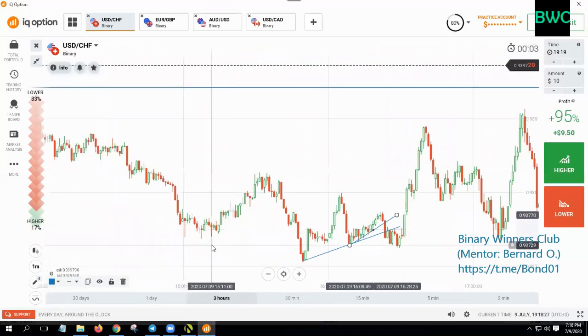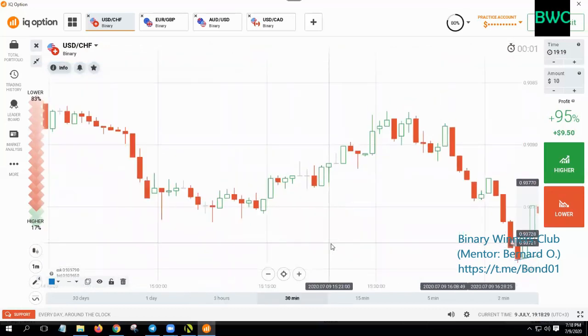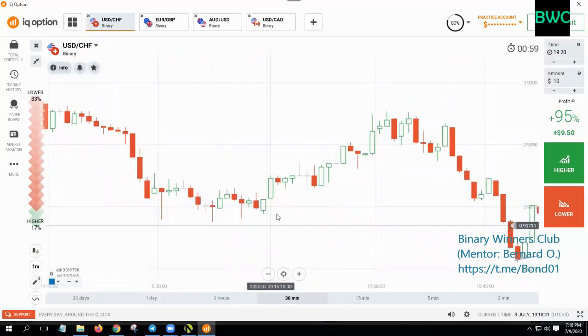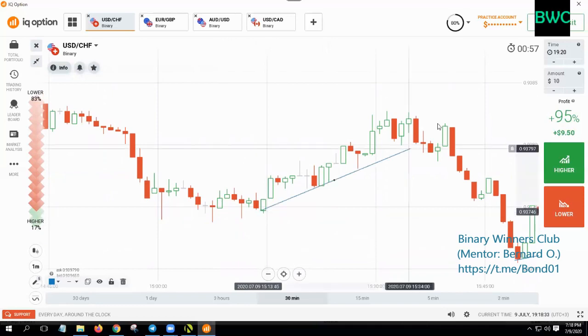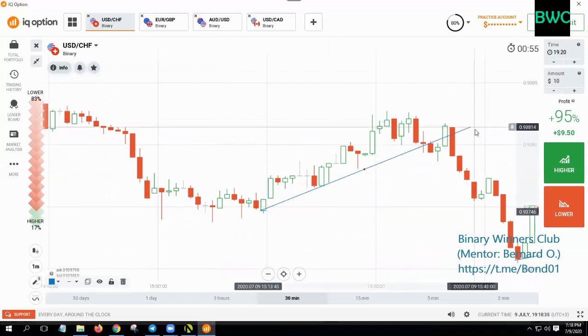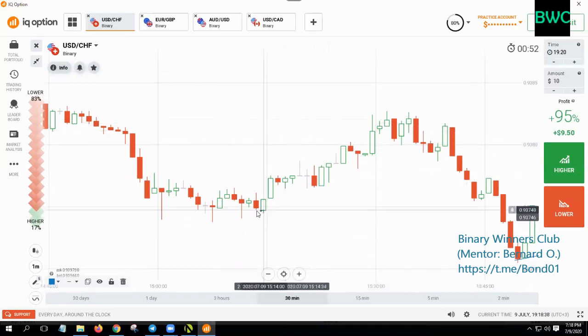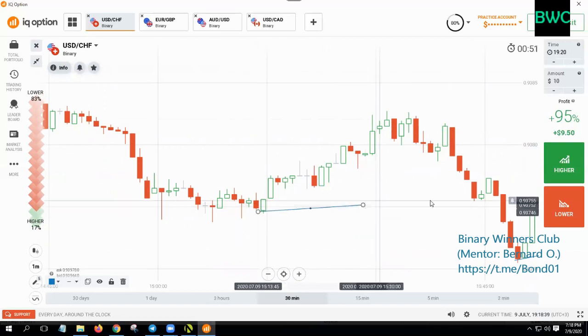My brother, this is serious stuff. And it's not magic. You just need to use your eyes and confirm with 2 patterns on the same chart. Now this one is not acting up well because the red is not touching my line. I need it when it touches the line.